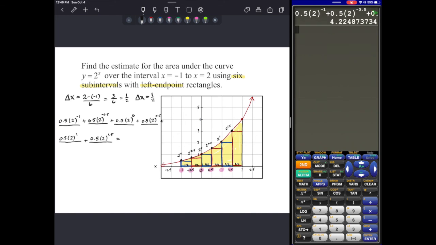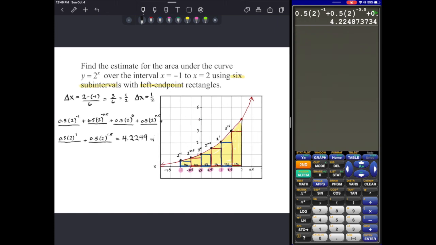Type them all in, we hit enter, and you see that the area we get is about 4.2249. Okay, so we're trying to take it to 4 decimal places. And that would be square units. Now that's a lot of typing into the calculator, so if I can keep your attention here for just another moment, let's talk about how we might be able to write this one in sigma notation.